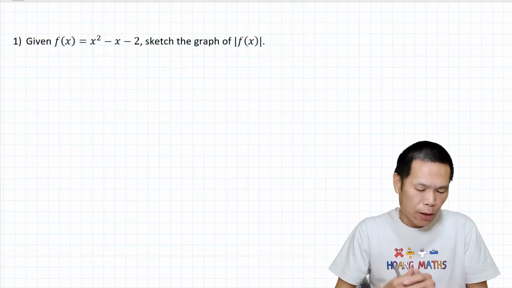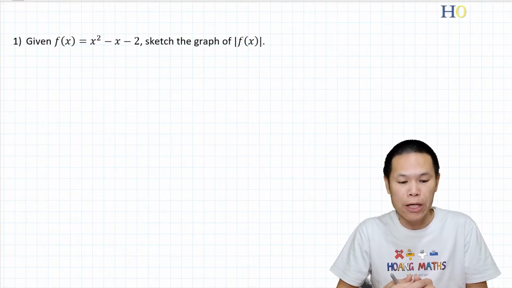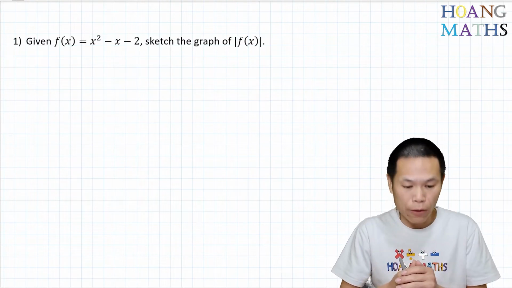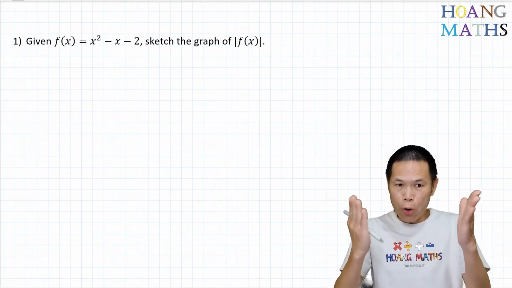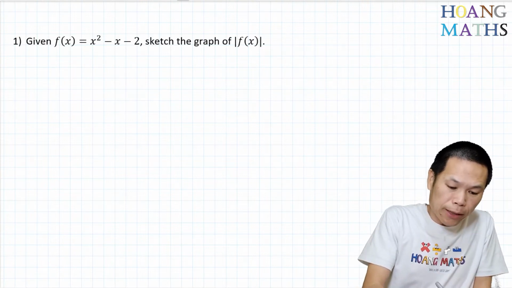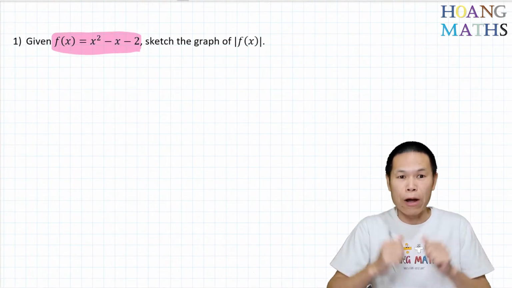First one: given f(x) is equal to x squared minus x minus 2, sketch the graph of the absolute function of f(x). Before we do that, let's first sketch f(x) is equal to x squared minus x minus 2. Let's get that graph first.